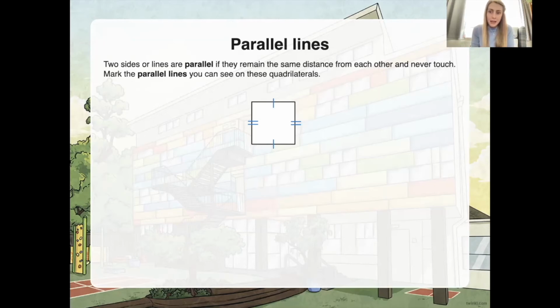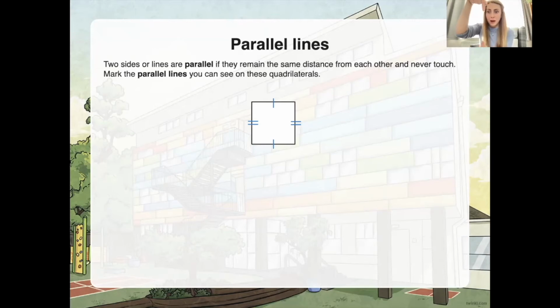Now, that doesn't mean that the top line is parallel to one of the lines that goes down the side. They're not parallel at all. They cross over. You couldn't get a train running down those two lines. But they are parallel to their own partner. So you've got to make sure that you're looking at how many lines there are.